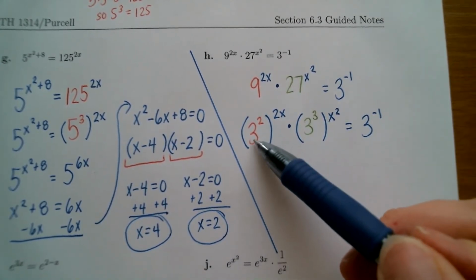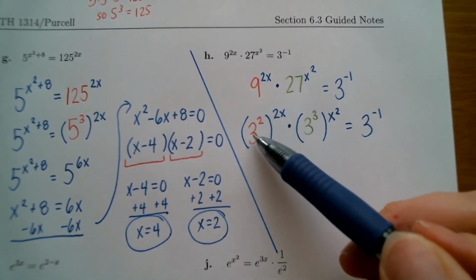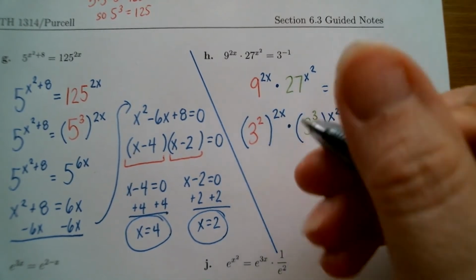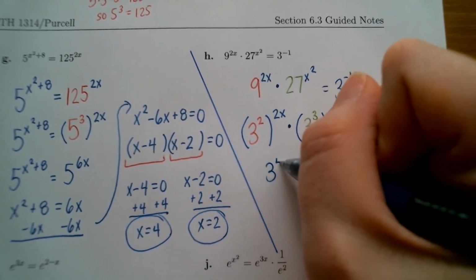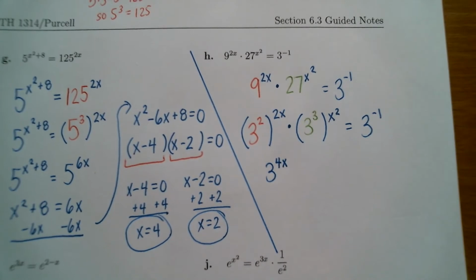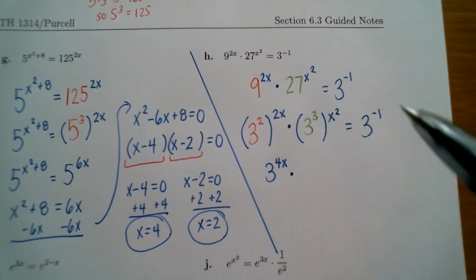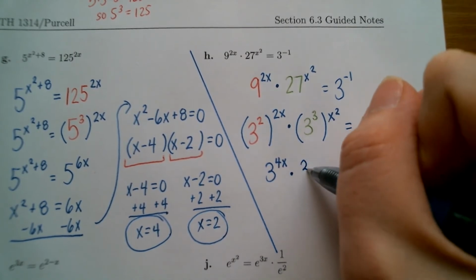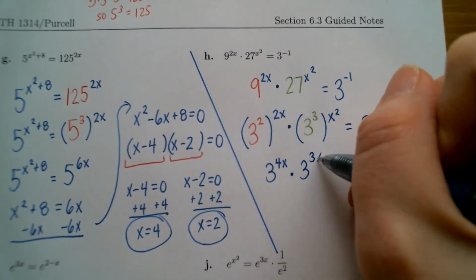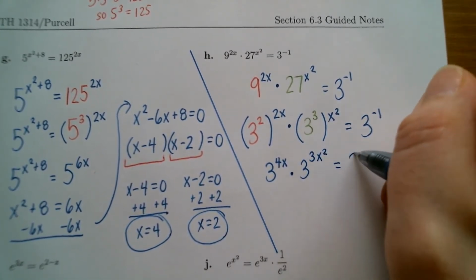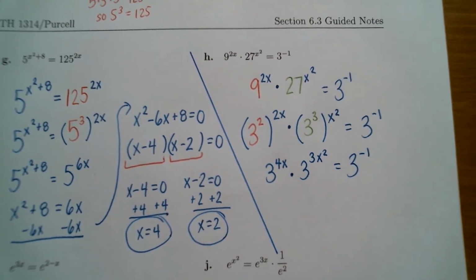All right, right here, you've got a power raised to a power. So we're going to multiply the exponents. This is going to be 3 to the 4x times a power raised to a power. We're going to multiply the exponents. It's going to be 3x squared. And on this side, 3 to the negative 1.